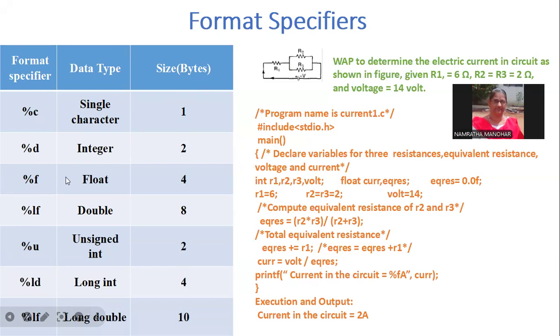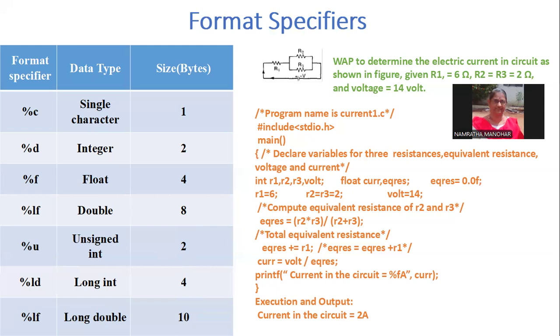Float is %f, it occupies 4 bytes. Double, it is double of float, %lf, it occupies 8 bytes. Unsigned int, %u, 2 bytes. Unsigned int means you can accept only positive values for this integer. Then you have long int, which is of 4 bytes, and long double, which is of 10 bytes. So based upon the size of the data, what type of data you are entering, you should declare the variables.